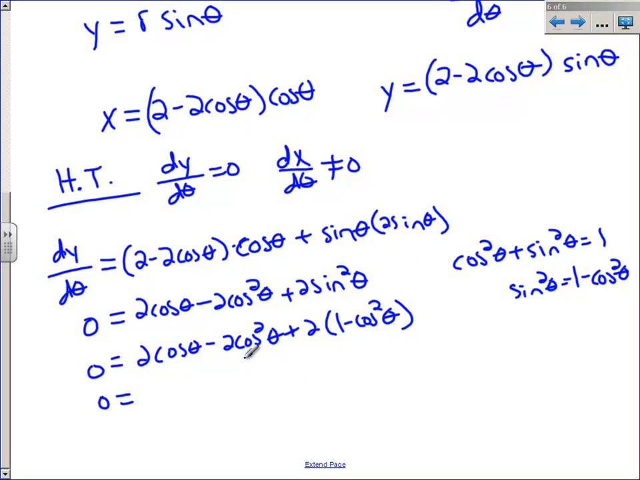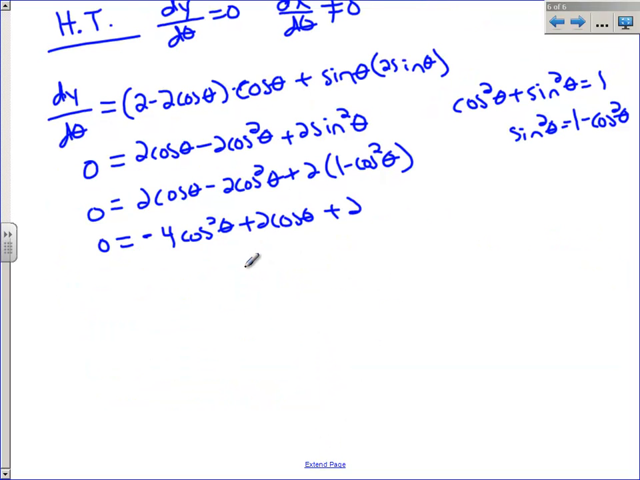And I'm going to have a quadratic in terms of cosine squared. This is going to be negative 4 cosine squared theta, because I distributed that 2, plus 2 cosine theta plus 2. So now I have a quadratic in terms of one trig function. Let's go ahead and divide this through by negative 2. There we go. I wanted to have my squared term positive.